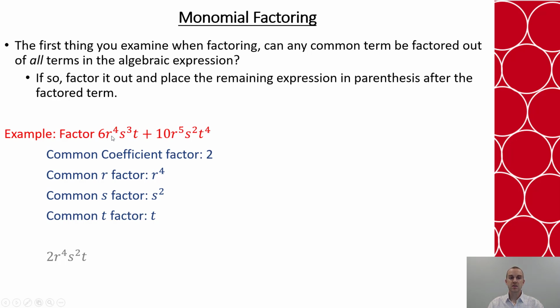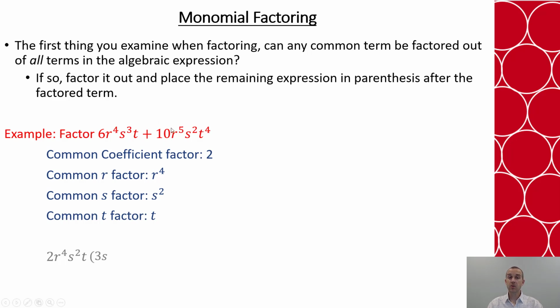So 6r to the 4th s cubed t divided by 2r to the 4th s squared t. 6 divided by 2 is 3. R to the 4th divided by r to the 4th is 1. S cubed divided by s squared is s, and t divided by t is 1. So all that's left is 3s.